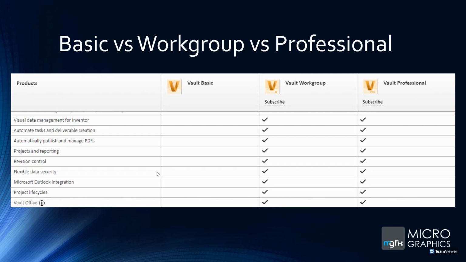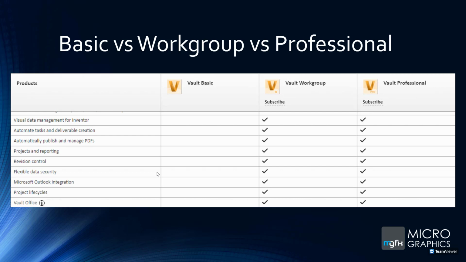So Vault Office is that license of Autodesk Vault Office that you get. That does not integrate, it doesn't work with the Vault Basic. So you can buy Vault Office, but if you're running Vault Basic, that license won't work with Vault Basic. It will only work if you bought a license of Vault Workgroup or Vault Professional.